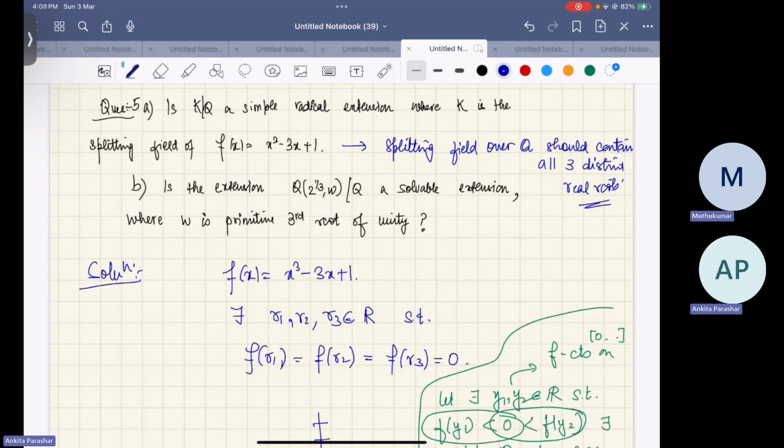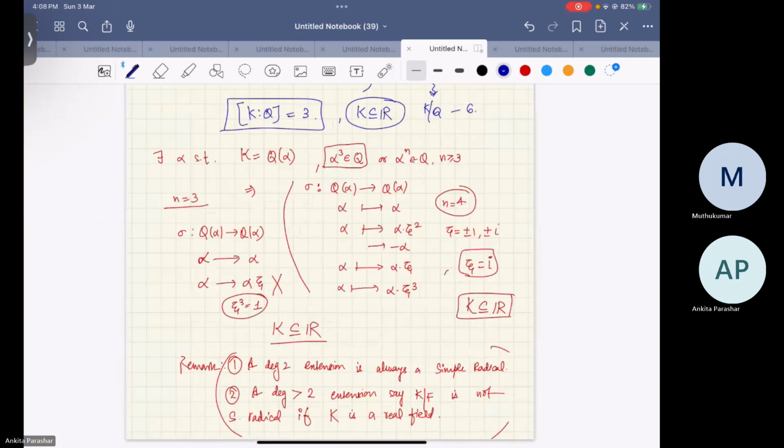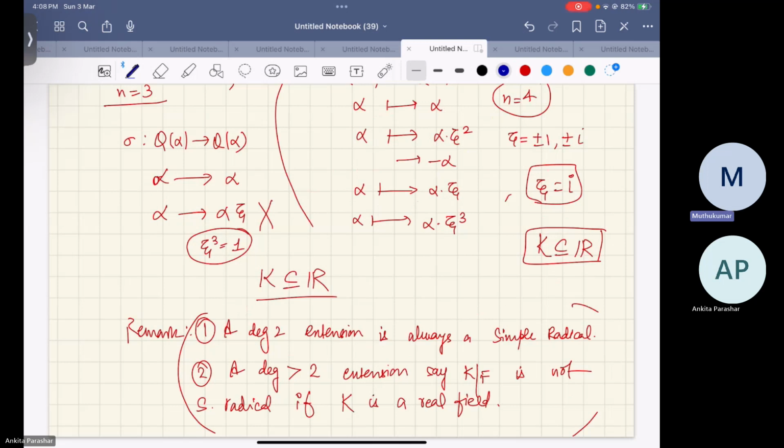Just a minute, I will copy that remark. Remark: a degree 2 extension is always a simple radical. A degree 2 extension, characteristic not equal to 2, K over F is. So we are all inside characteristic 0 fields.